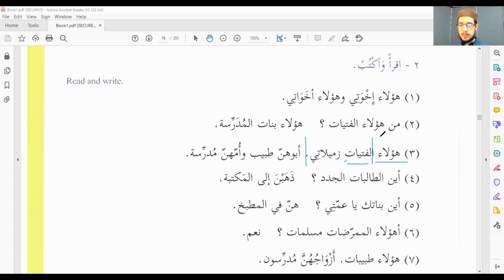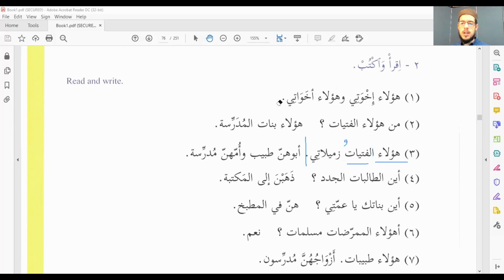If it were possessed or something. If it possessed something else. Yes, or if there was a preposition before it, which there's not, right? And so it has to be الفتيات. هؤلاء الفتيات زميلاتي, right?